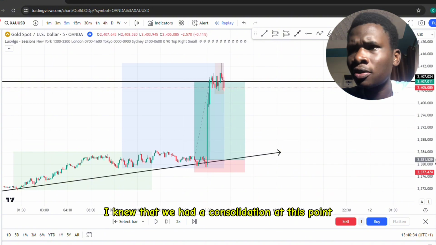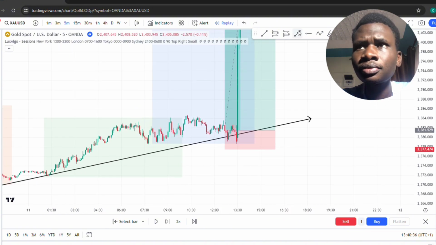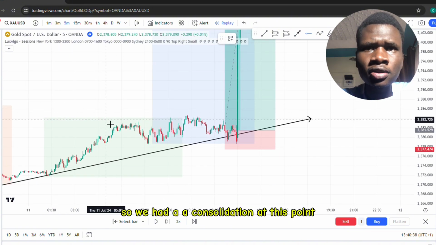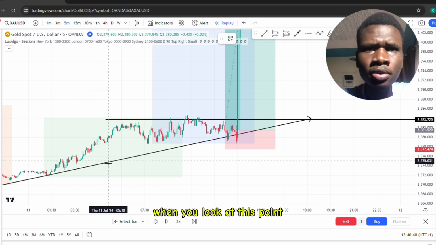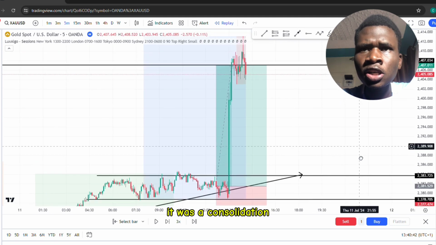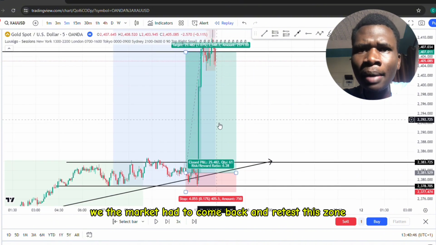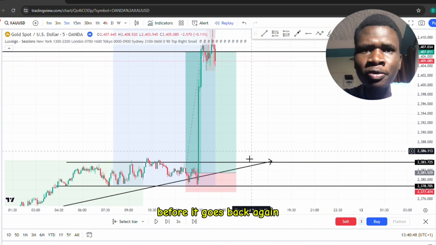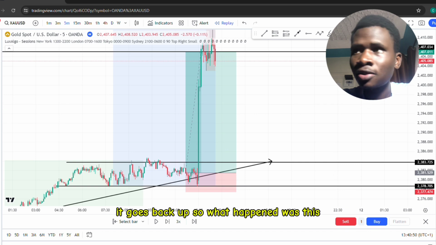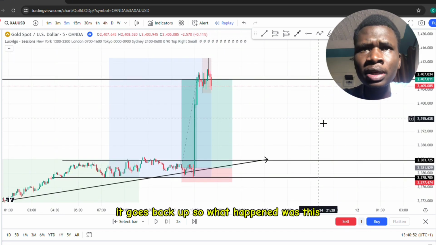I knew that we had a consolidation at this point. So we had a consolidation at this point. When you look at this point, it was a consolidation. So I knew the moment it broke up, the market had to come back and retest this zone before it goes back up. So what happened was this.